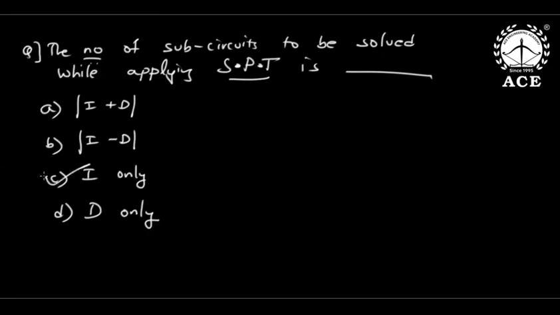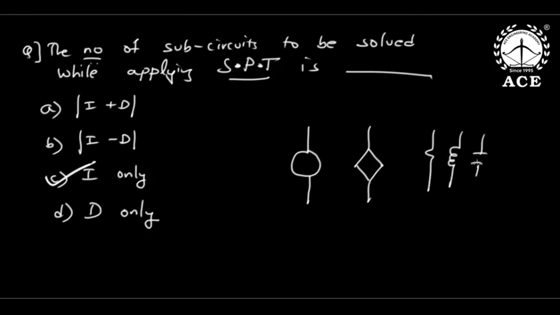The answer is independent sources only. Why? Because a dependent source alone cannot work. See, in my subject, independent sources have a circle symbol, dependent sources a diamond symbol, and passive elements are RLC components. A dependent source cannot work on its own. Who can give energy to it? Only an independent source can give energy, even to the passive elements. Then this element gets energy from the independent source and becomes active.